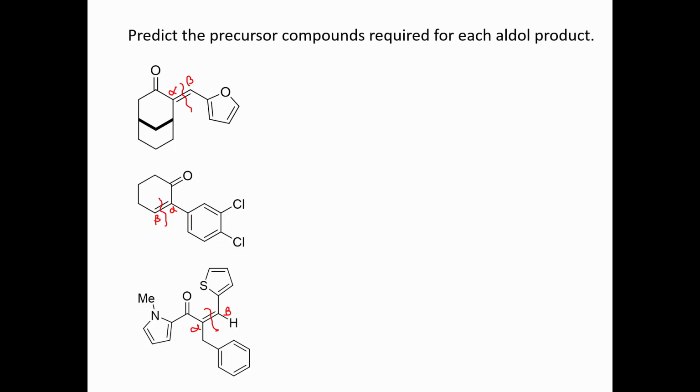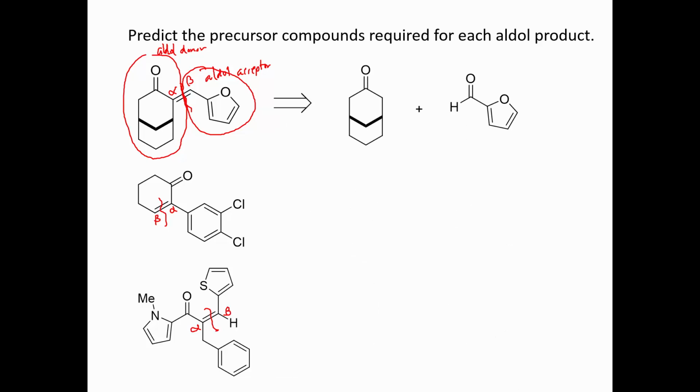Remember, the alpha side is going to contain our aldol donor, and the beta carbon is going to be in our aldol acceptor. So this first one would involve using this as the donor, and that's going to contact that carbonyl in the aldol acceptor.